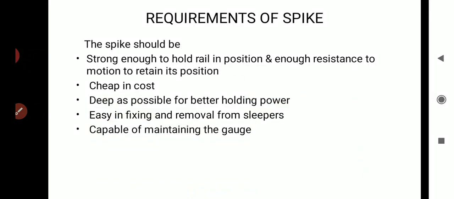The next is requirements of a spike. The spikes should be strong enough to hold the rail in position and have enough resistance to motion to retain its position. The next is cheap in cost. The next, as deep as possible for better holding power. That means the spikes should be large in depth for better holding power. The next is it should be easy in fixing and removal from sleepers. The next point is capable of maintaining the gauge. So these are some requirements of a spike.